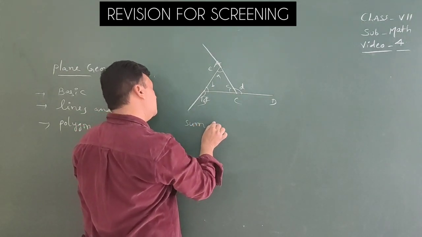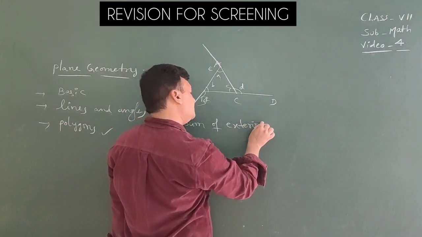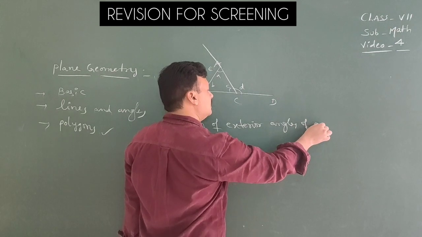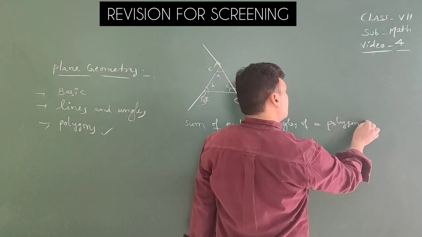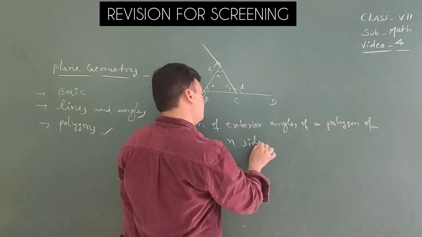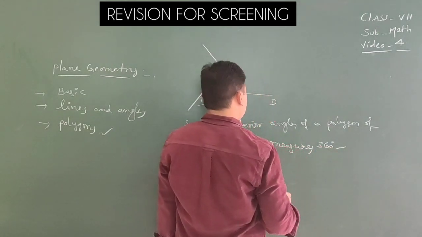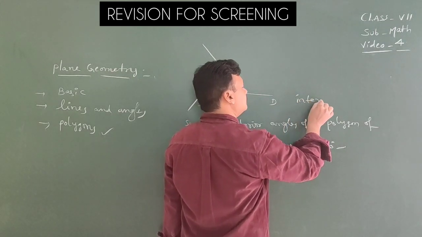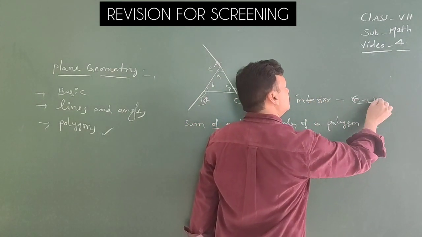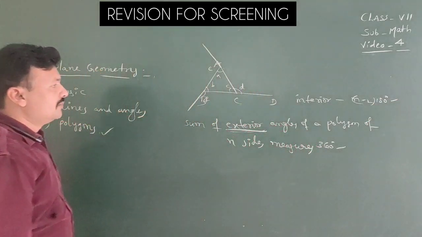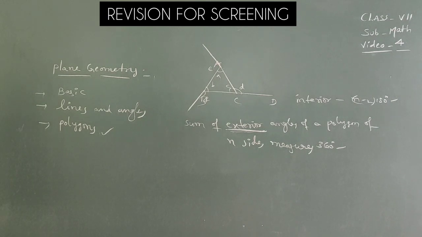Sum of exterior angles. The sum of the exterior angles of a polygon of n sides measures 360 degrees. The sum of the interior angles measures n minus 2 into 180 degrees. How many sides it may be? Even for a 100-sided polygon, the sum of its exterior angles measures 360 degrees only.